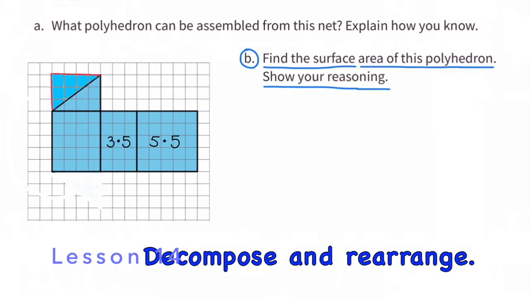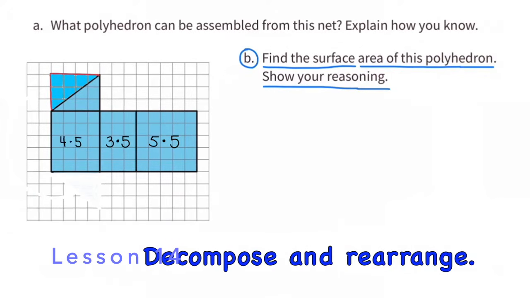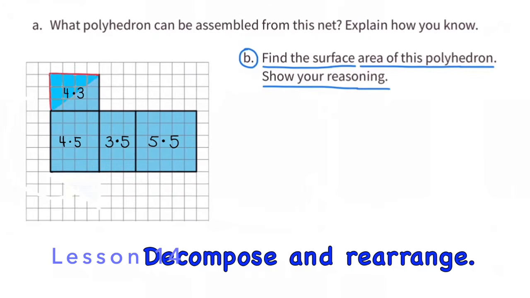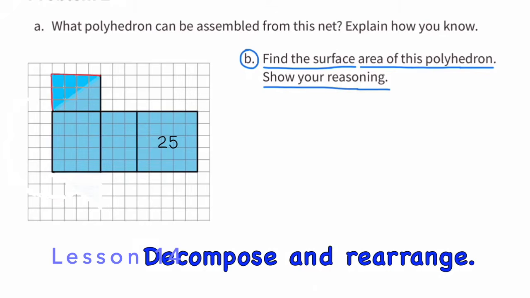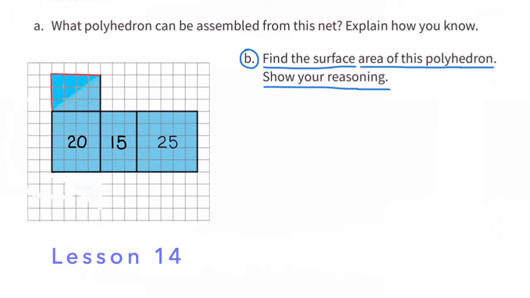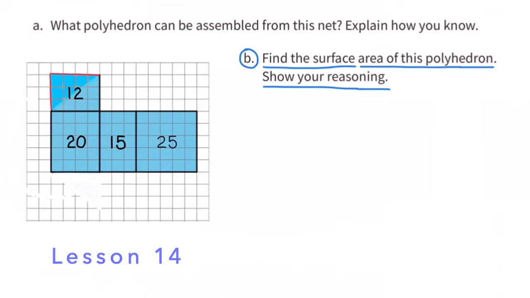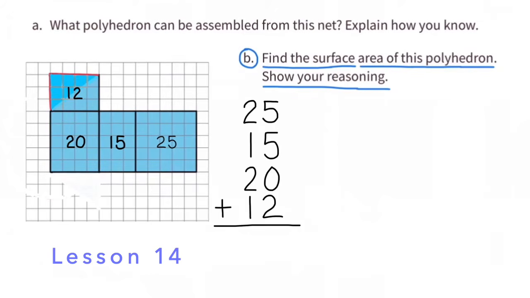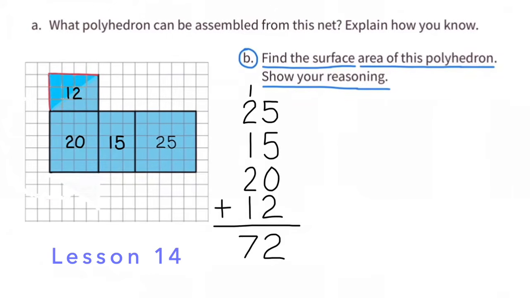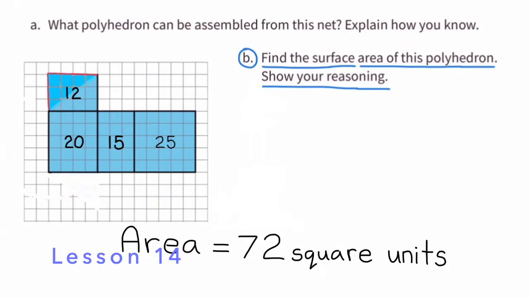5 times 5, 3 times 5, 4 times 5, and 4 times 3. The areas of these figures are 25 square units, 15 square units, 20 square units, and 12 square units. Add all of their areas up, and the area of the original figure is 72 square units.